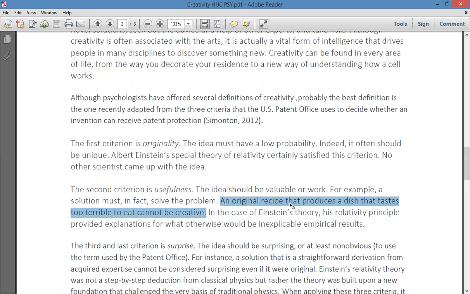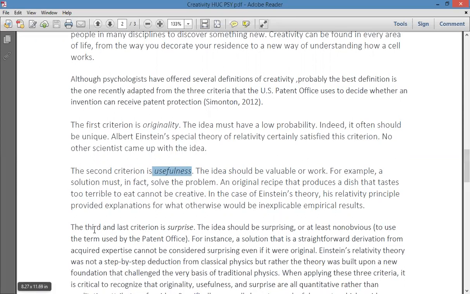So if the dish is too terrible to eat, that means you cannot eat it. Will that be a creative dish? No, it will not be a creative dish. So it should have some sort of usefulness.